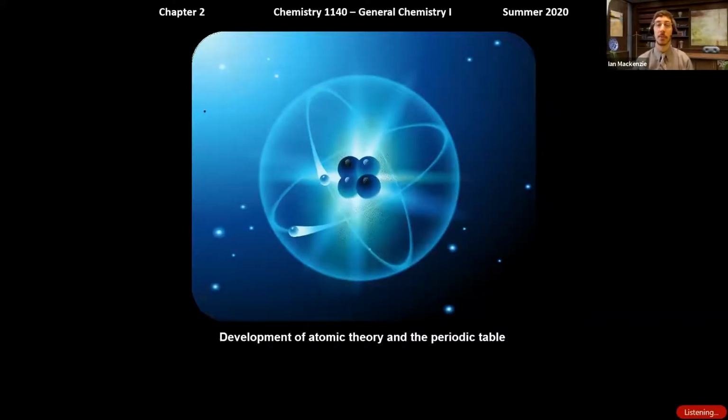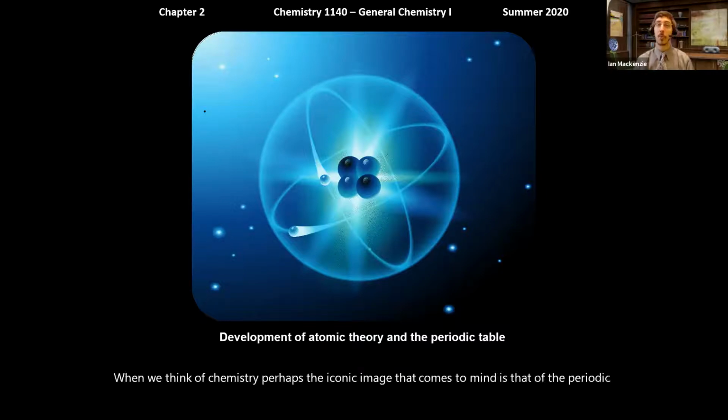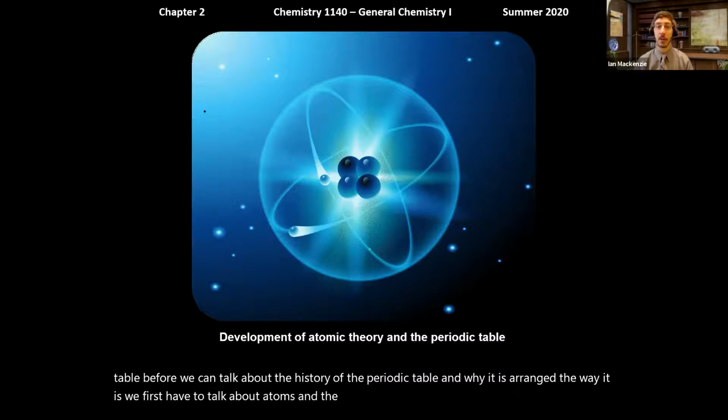When we think of chemistry, perhaps the iconic image that comes to mind is that of the periodic table. But before we can talk about the history of the periodic table and why it is arranged the way it is, we first have to talk about atoms and the development of the atomic theory.